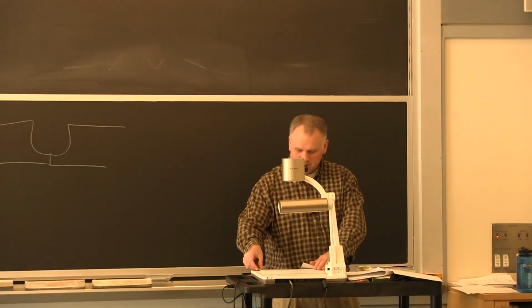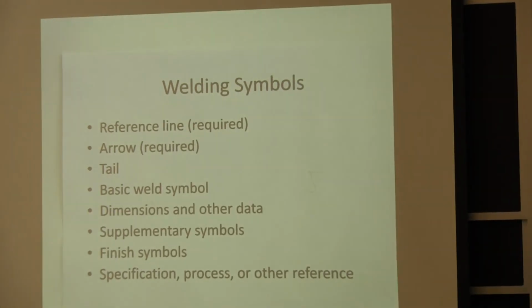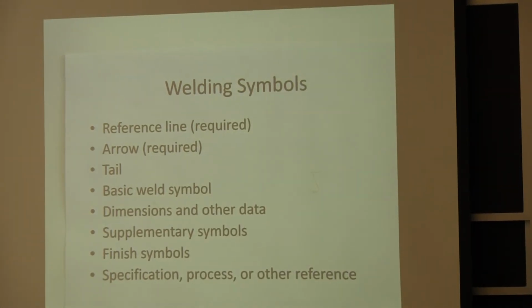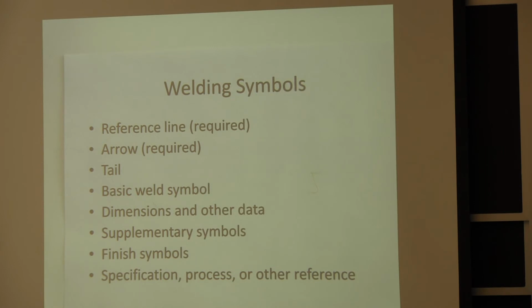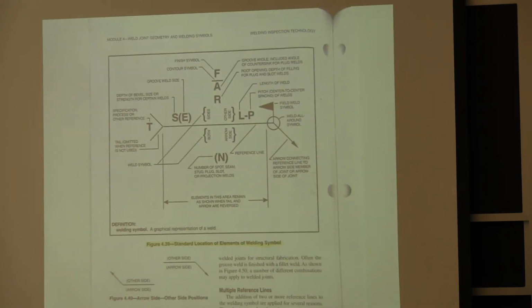Okay. The next thing is an inspector needs to understand what the welding symbols mean. And so there's various parts of a welding symbol. I'm going to put some pictures up here and we'll talk about those parts. This is a welding symbol, or this is kind of a map for making a welding symbol.